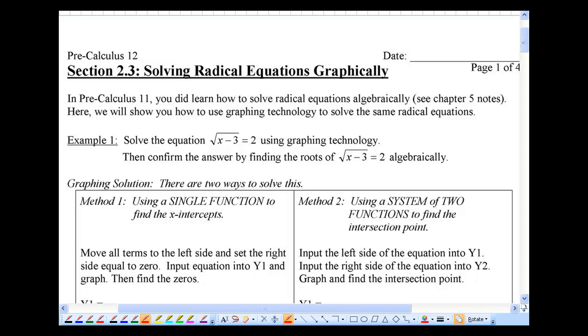So, here's example number 1. Solve the equation the square root of x minus 3 equals 2 using graphing technology. And then I want you to confirm your answer by finding the roots, or that's another way of saying solutions, of the equation algebraically to confirm.